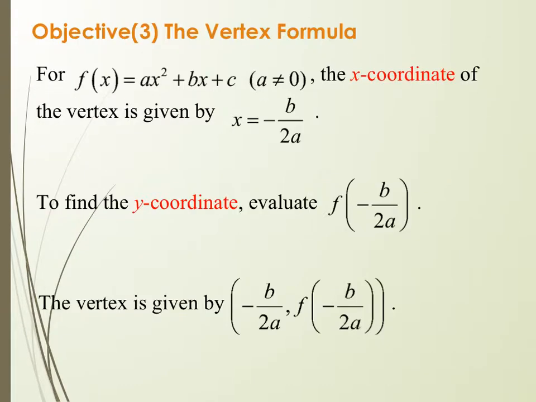So our third objective is to use the vertex formula to find the vertex of a quadratic. So for a quadratic, f of x is equal to ax² + bx + c, the x-coordinate of the vertex is given by x = -b/(2a). This is called our axis of symmetry. And this is going to be used to evaluate the vertex because that's the x value. To find the y-coordinate of the vertex, we just input the value we found for x into f of x. And so the vertex is given by (-b/(2a), f(-b/(2a))).